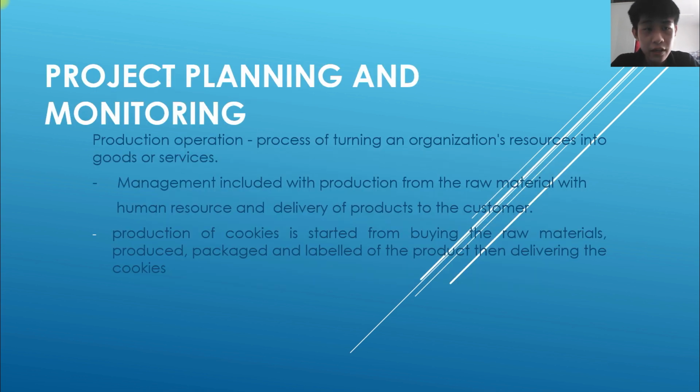Project planning and monitoring for the production operation is the process of turning the organization's resources into goods or services. The management will include the raw material, the human resources, and delivery of the product to the customer. In our project, the production of cookies starts from buying the raw materials, followed by the process of producing, packaging, and labeling the product, then delivering the cookies to the customer.